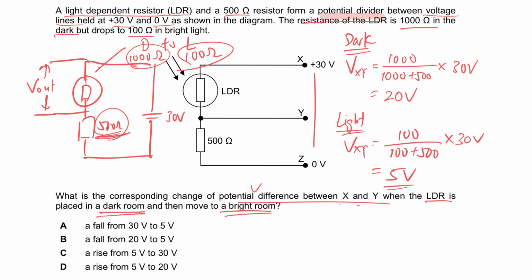So that means when the LDR is moved from a dark room to a bright room, the potential difference will change from 20 volt to 5 volt. So it will be a fall of 20 to 5. So the answer will be B. All right, thank you.